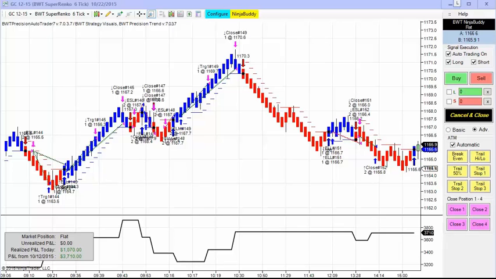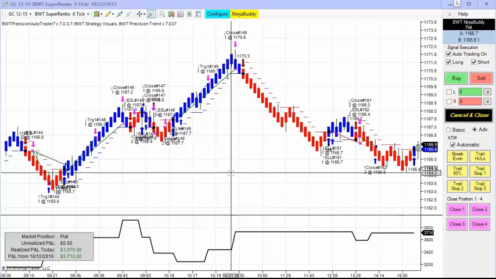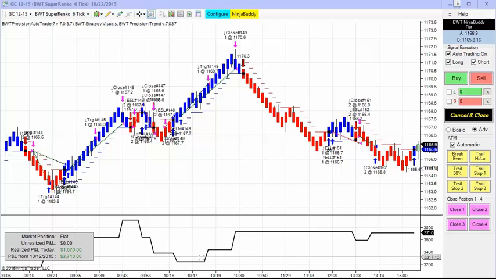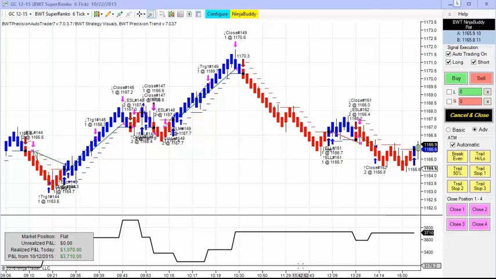Okay, the first chart we have for you is the gold futures contract on the Super Renko 6 tick, and we have a closed P&L of 1,070 on two contracts.